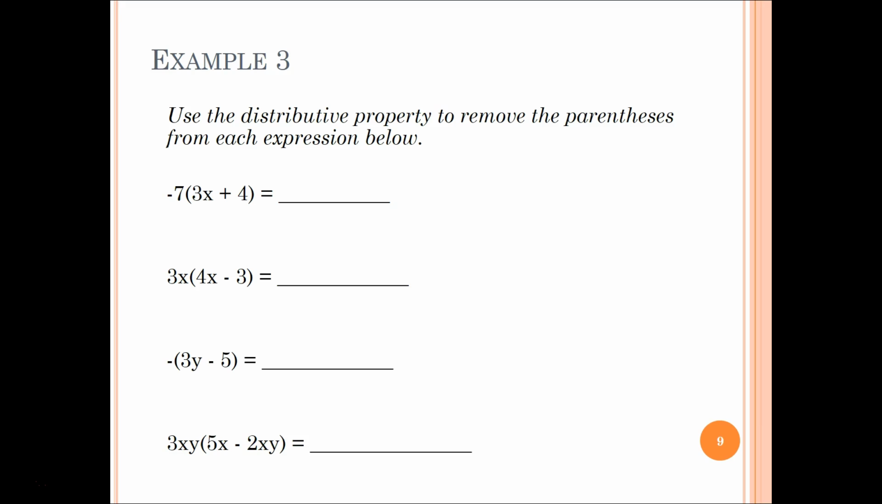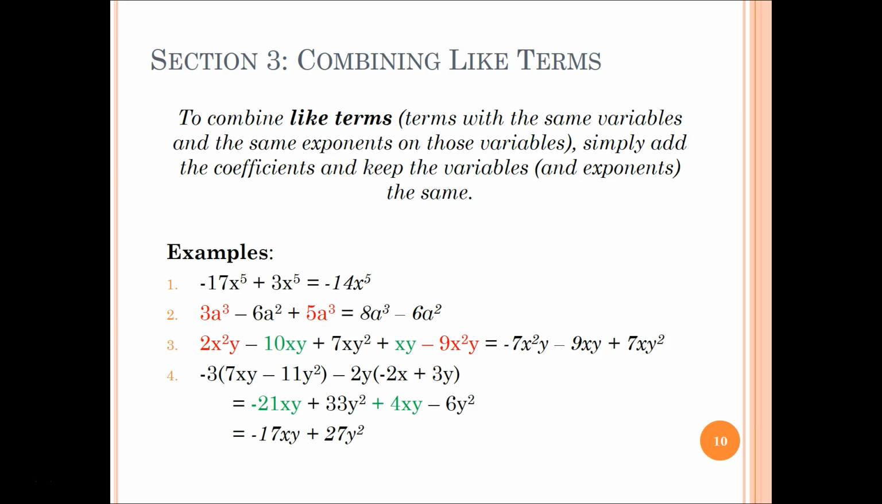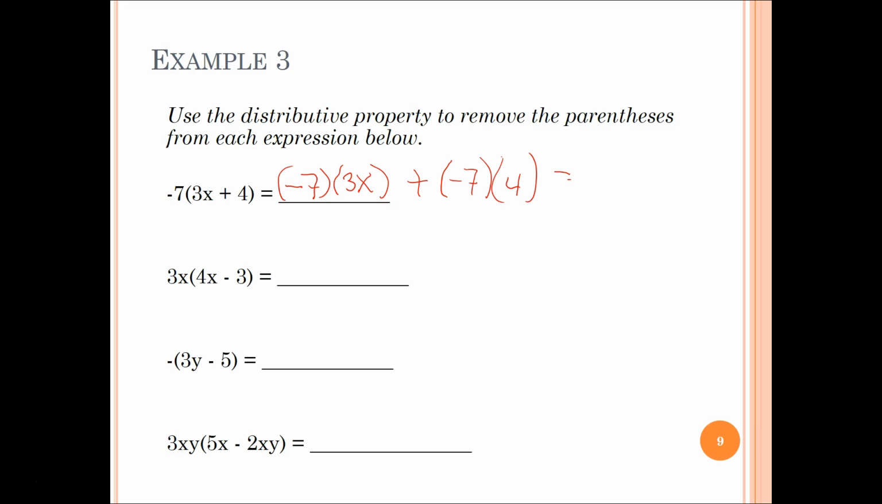All right, so let's take a look at these together. If we look at the first one, we have negative 7 times positive 3x plus 4. Using the distributive property, we have negative 7 times 3x plus negative 7 times 4. When we do the math on this, that's going to give us the result of negative 21x plus negative 28, or we can write it as minus 28. And that's the answer for the first one.